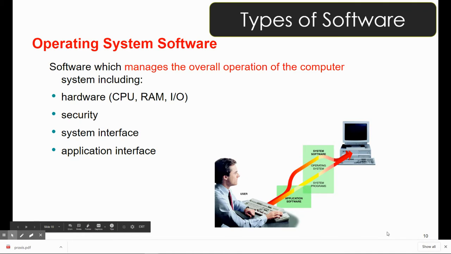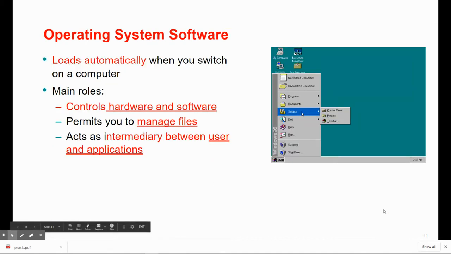We have some different types of software. We can have operating system software, and this manages the overall operation of the computer. How does the computer interact with the user? And that is through your operating system software. So the operating system software loads automatically, and it controls the hardware and software. It allows you to manage your files. And again, it's that intermediary between the computer and you. So we can usually find the operating system information in the settings on our computer.